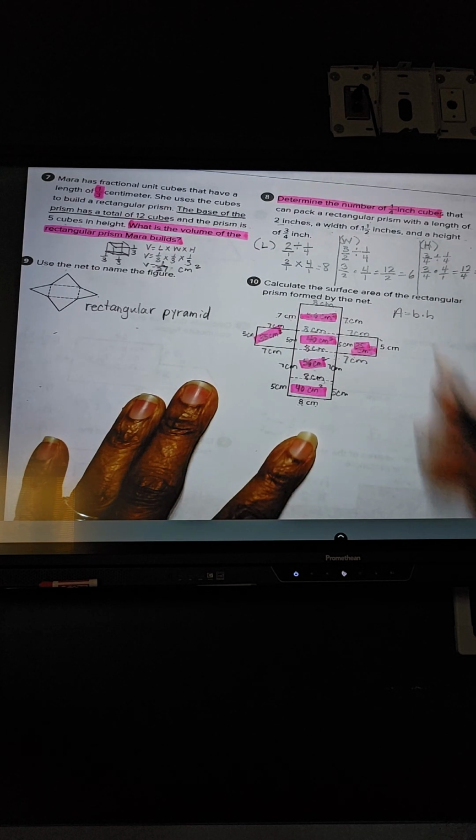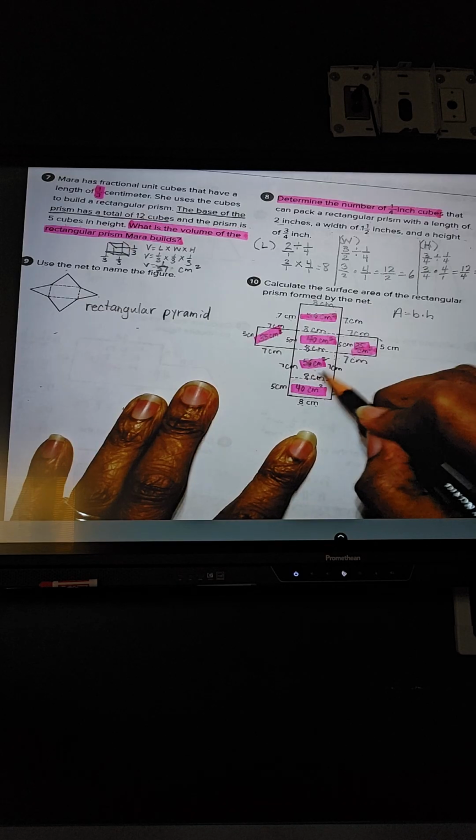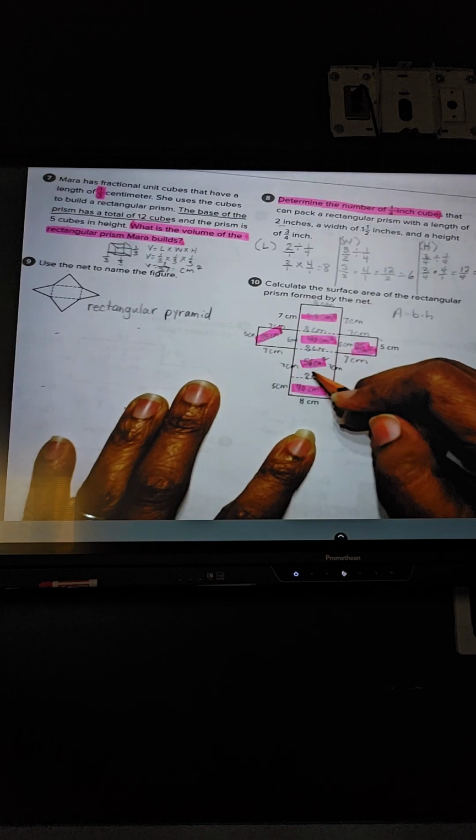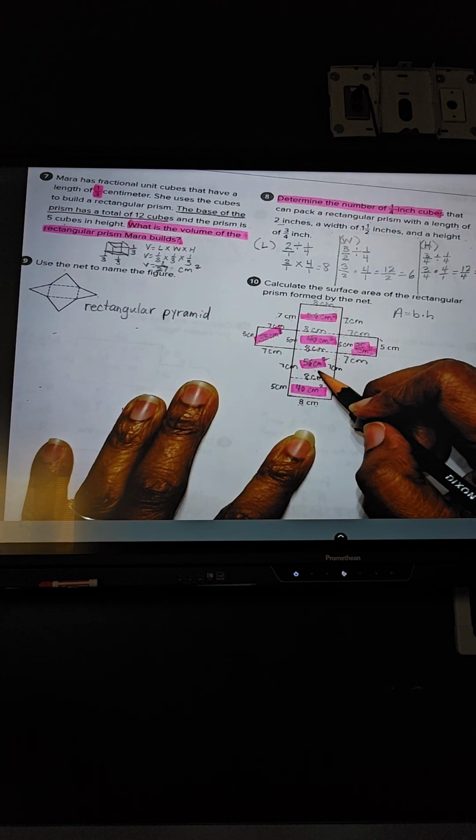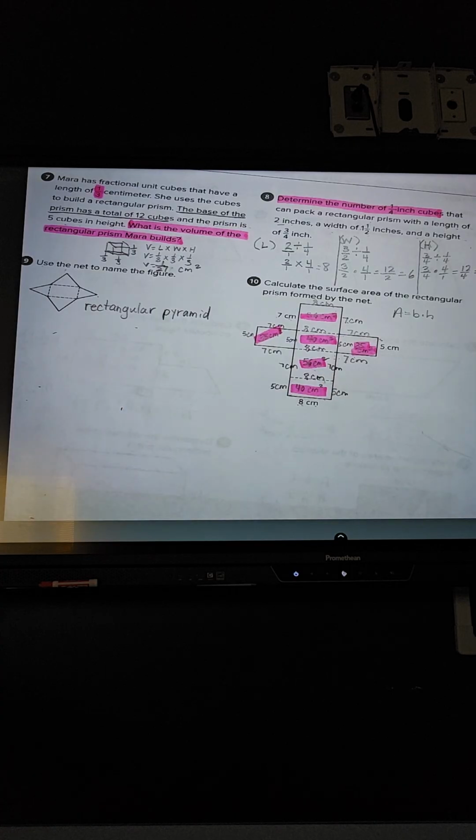Now I have all of my pieces. Now I've got to add them all together to find my surface area. So I have, and I check them off because I don't want to skip any and I don't want to use a number too many times. Don't be too lazy about your learning. So check them off to ensure that you've used what you need to use.